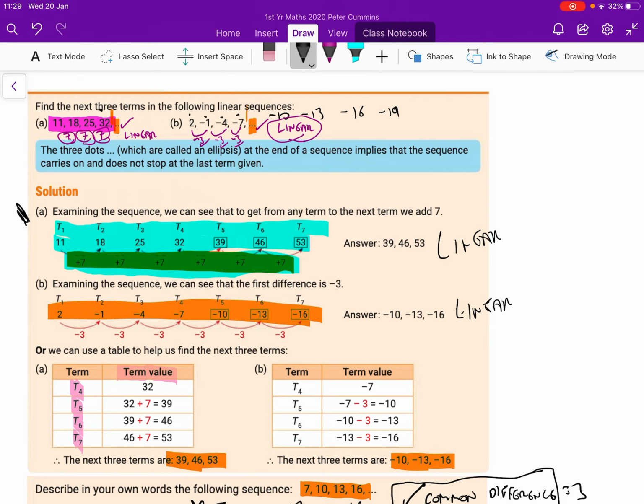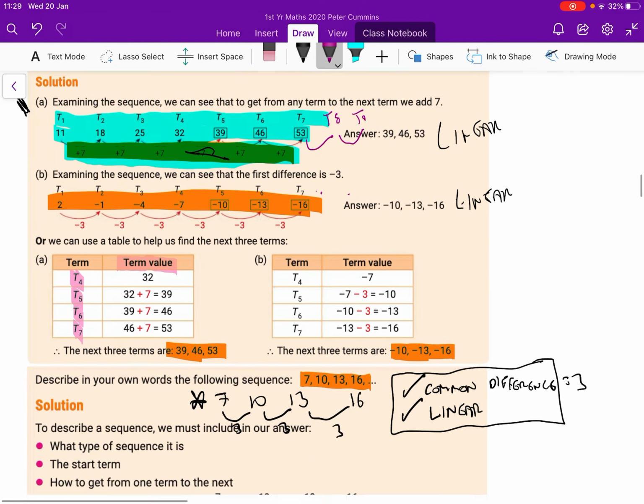They could also ask us to keep going and finish them. Well, if the difference is always +7, I could probably get you to say, right, give me T8 or T9. And you're just going to keep adding 7 to that to get T8 and add 7 to that to get T9. Same down here, we could do T8 and T9 down here in B.